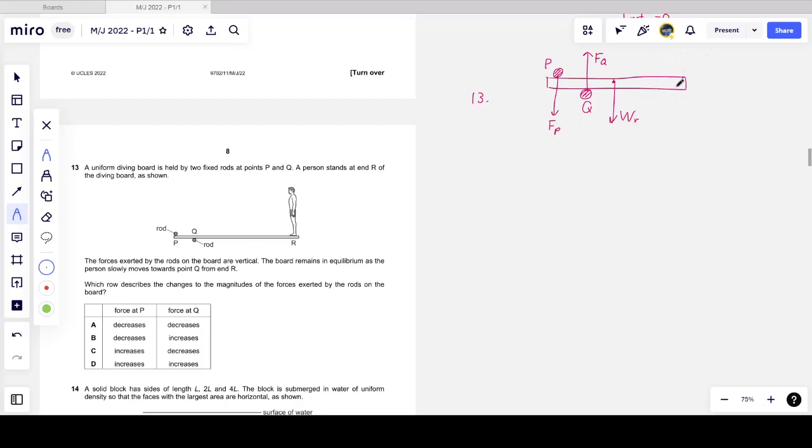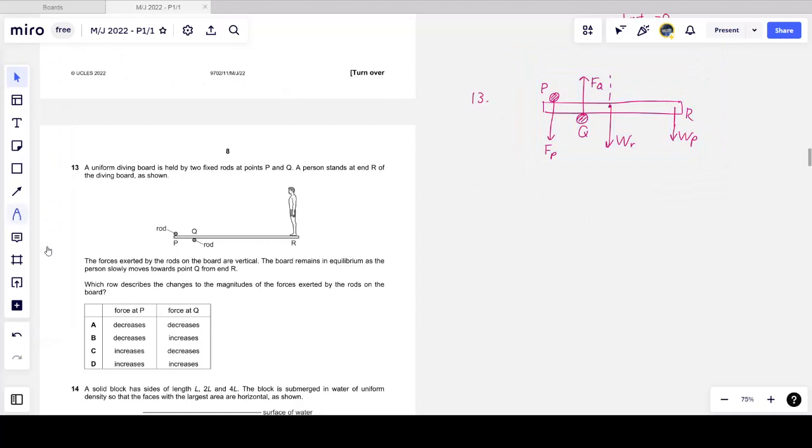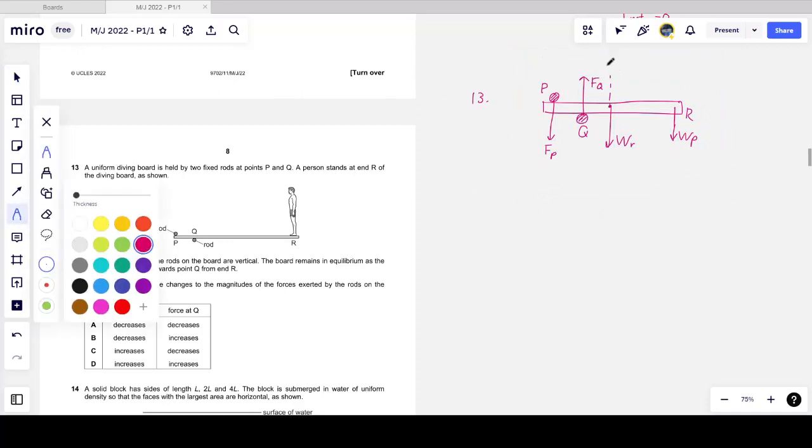And the weight of the person we'll call WP, and that acts at point R. So there's a lot of things happening here. We'll call the central point O as well, just because we're running short of letters. And so the central point is O for origin.